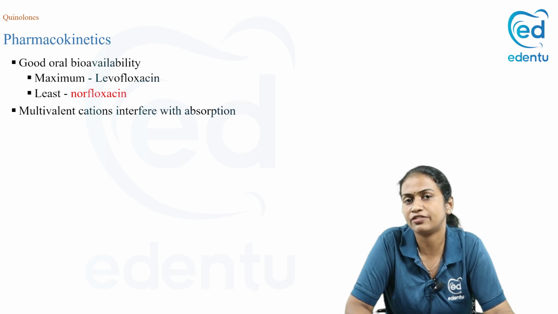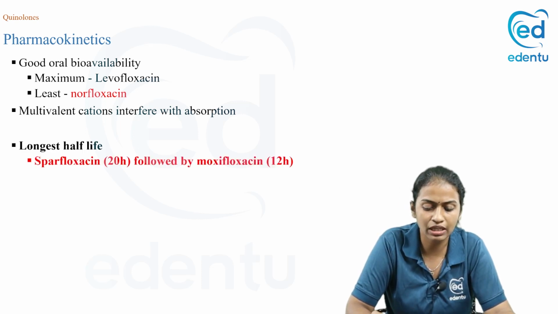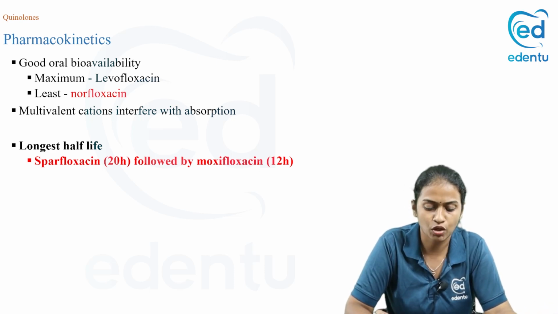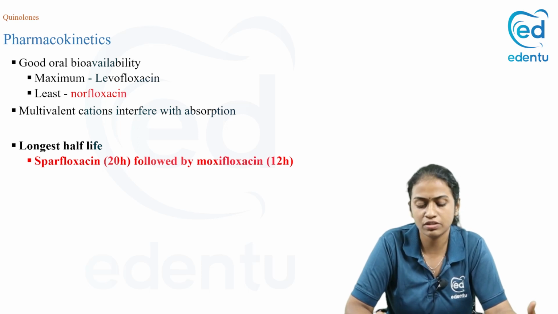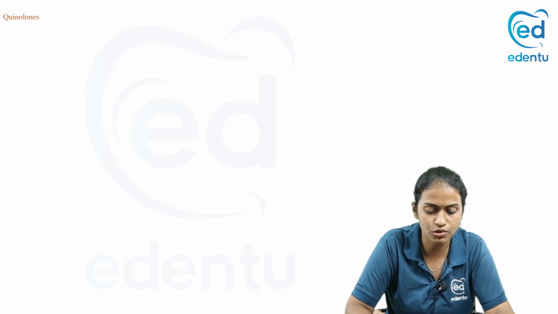Multivalent cations can interfere with its absorption. So you should be careful when you're giving it with antacids like aluminium hydroxide. Aluminium can interfere with its absorption. Longest half-life is for sparfloxacin, 20 hours, followed by moxifloxacin, 12 hours.